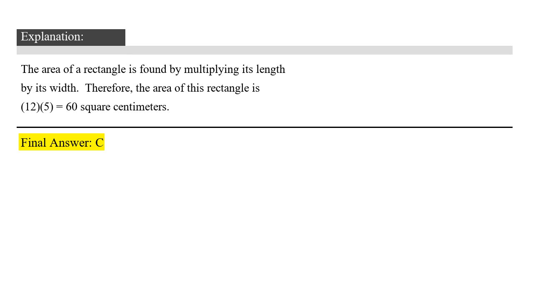The area of a rectangle is found by multiplying its length by its width. Therefore, the area of this rectangle is 12 times 5, which equals 60 square centimeters.